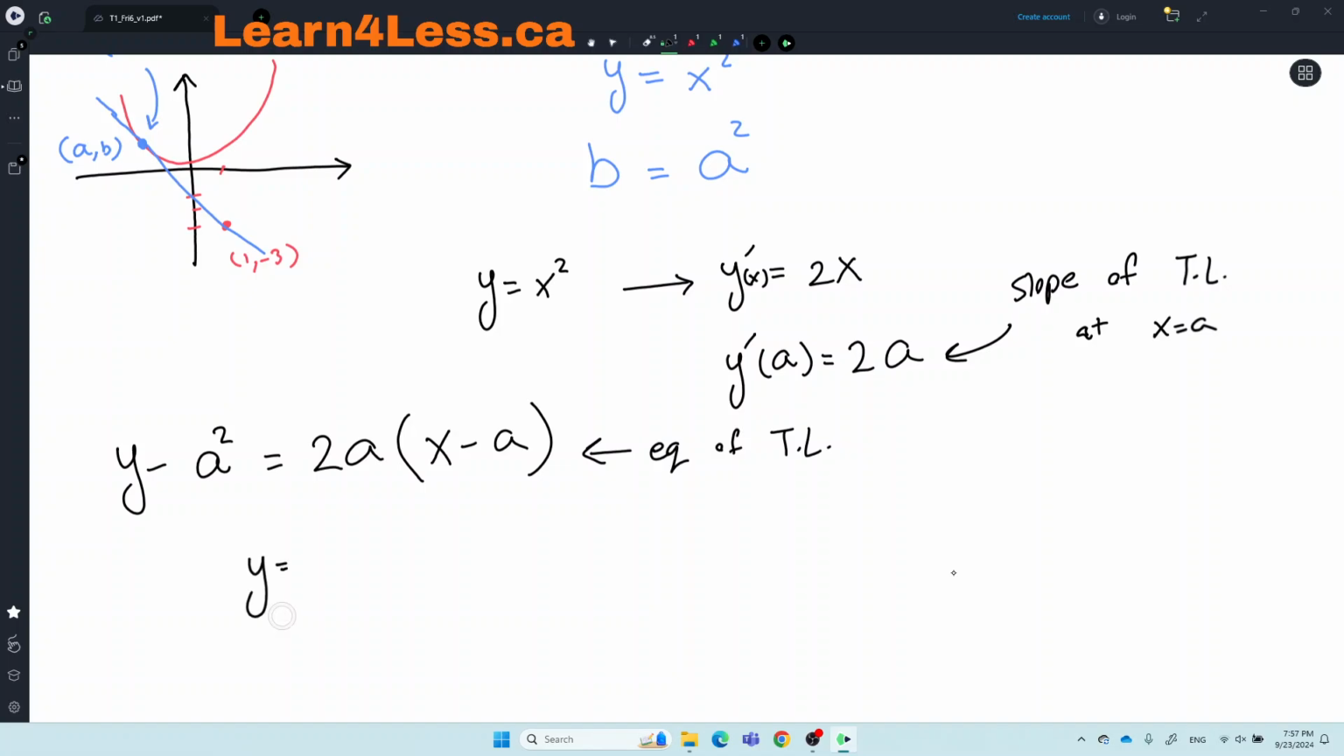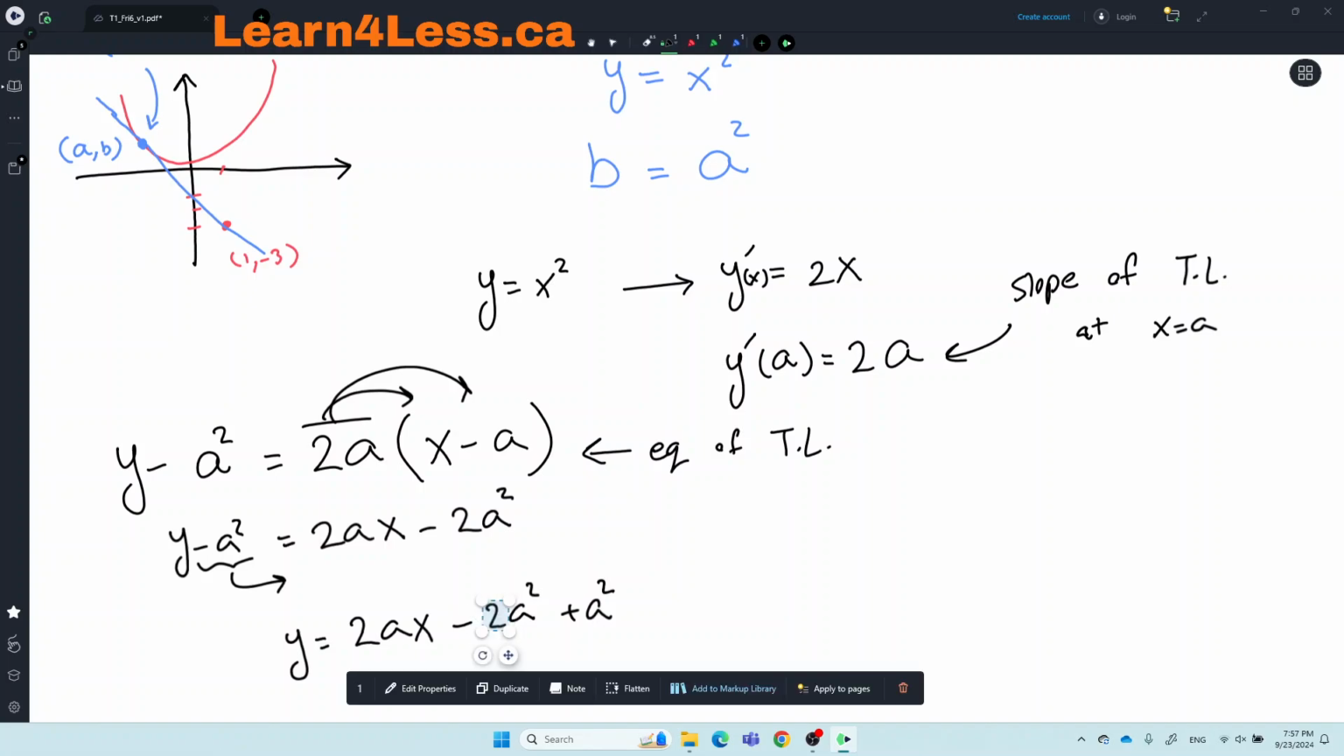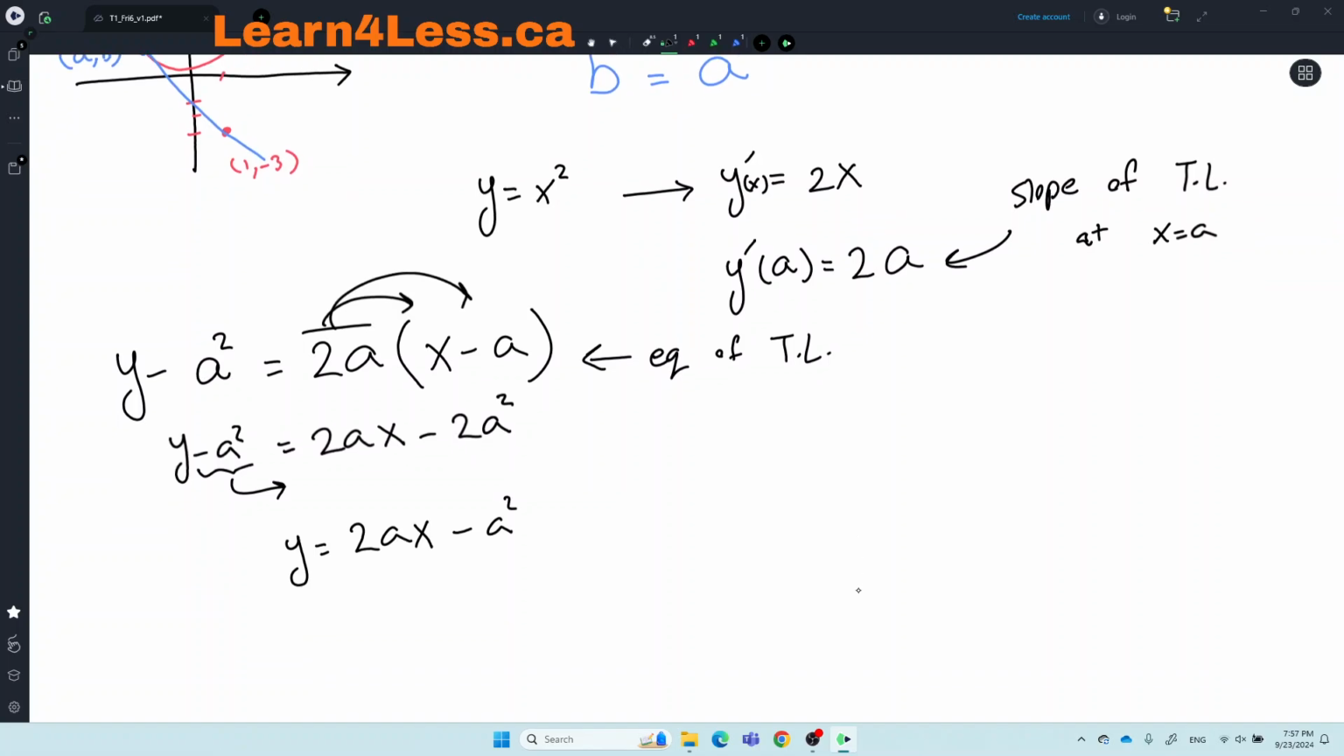Let me just simplify the line equation first. So we have y minus a squared is equal to, let's distribute into the bracket, 2ax minus 2a times a, which is 2a squared. And let's move these to the other side. So y is equal to 2ax minus 2a squared plus a squared, which if you add them becomes minus a squared. It was minus 2a squared plus a squared, so it is minus a squared now. So this is the tangent line equation.